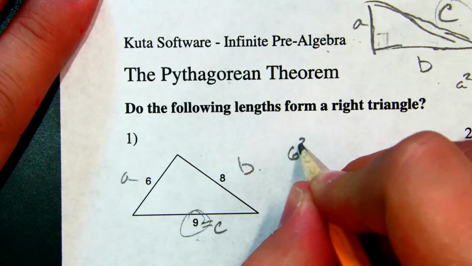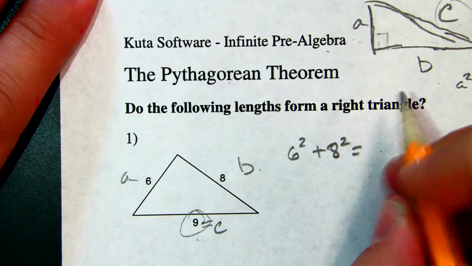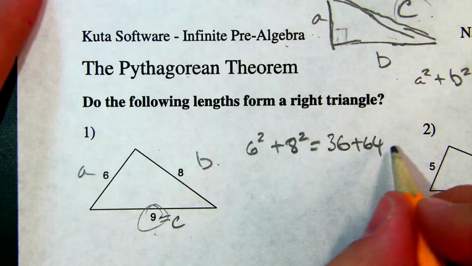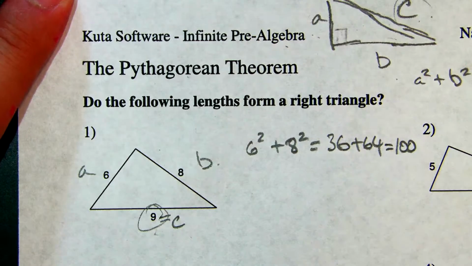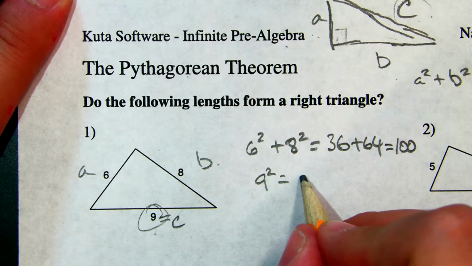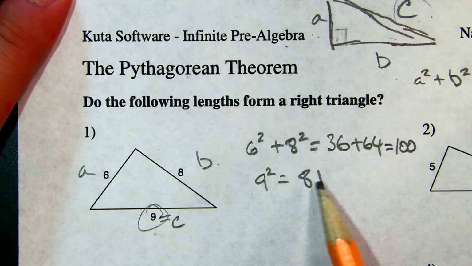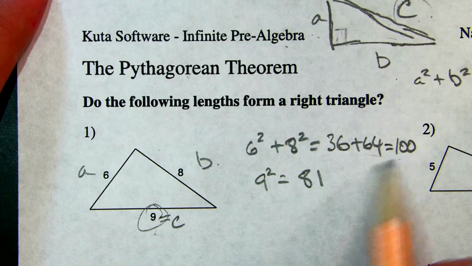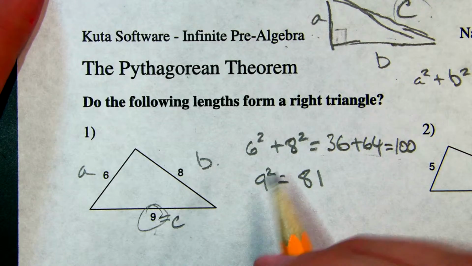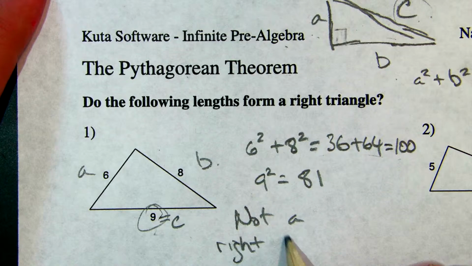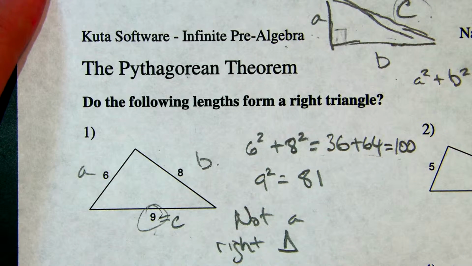So 6 squared plus 8 squared, and that's going to be 36 plus 64, which is 100. All right? Now we'll check 9 squared. What's 9 squared? 9 times 9, 81. Okay, so we can see, here I've got A squared plus B squared, here I've got C squared, and 100 definitely is not 81, so this is not a right triangle. Okay, that answers the question.